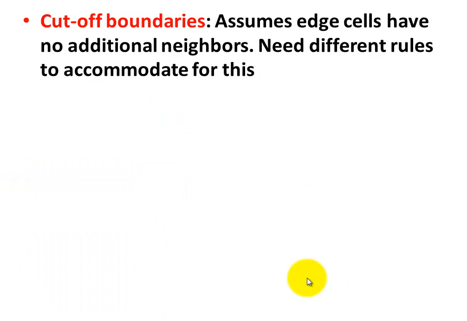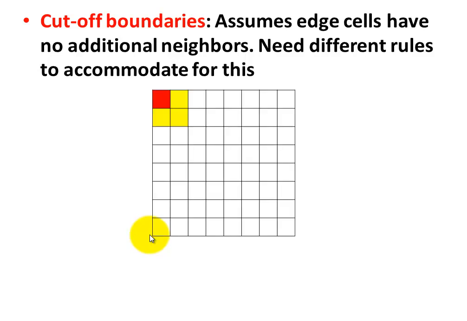The third boundary condition that you might see is something called cutoff boundaries. So the idea here is that edge cells have no additional neighbors, and you would need to come up with some different rules to accommodate for this. So for example, if you look at this corner cell, it really only has 3 adjacent neighbors, and if you're not connecting the edges like in the periodic boundaries, you're going to have some other rule, like how are you going to deal with just 3 neighbors, because all the other cases have many more neighbors than that.